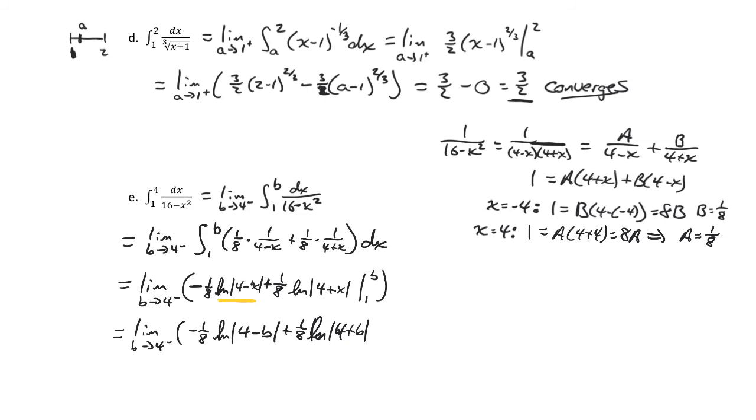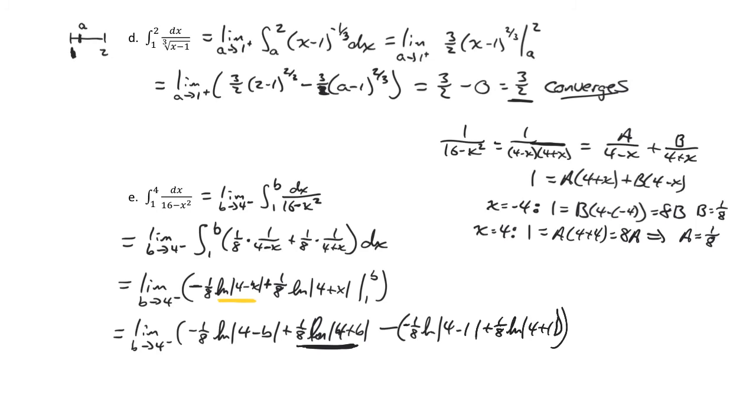And then we're going to subtract. Minus negative 1/8, natural log, absolute value of 4 minus 1, plus 1/8, the natural log of the absolute value of 4 plus 1. Okay, so I'm going to look for my b's because those are where I could end up with some troubles. So I've got b in here, and I apologize, it's a little bit messy.